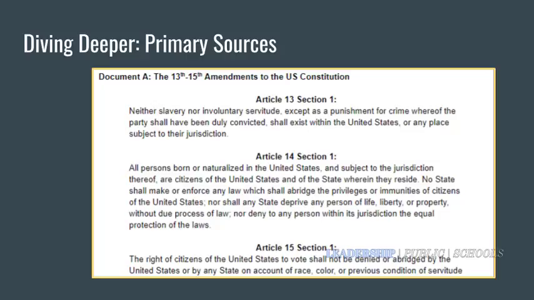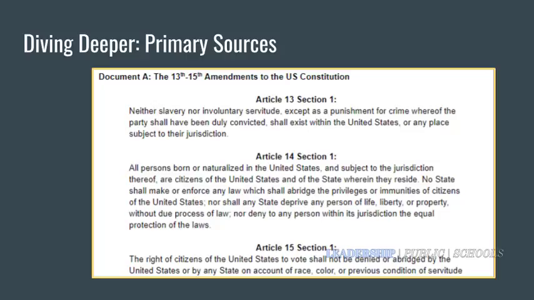But please note the passage says, "except as a punishment for a crime where the party shall be duly convicted." This is a loophole in the 13th Amendment that allows for someone to be made a slave if they have been convicted in a court of law. The Black Codes could convict African Americans of any crime that whites considered to be illegal, from homelessness to talking back. And by violating the law, African Americans could be returned to slavery under the Constitution.